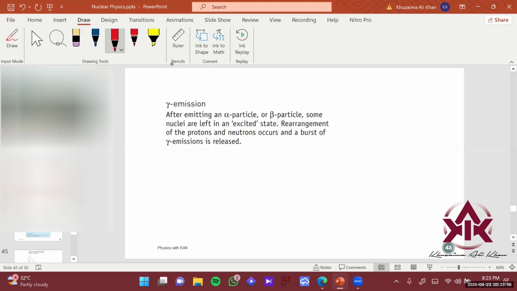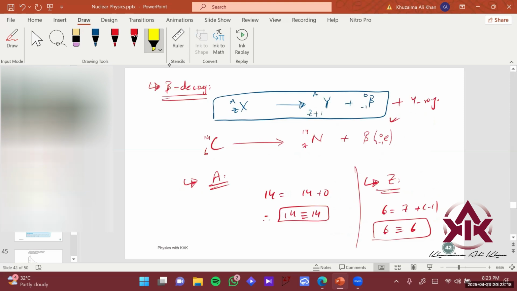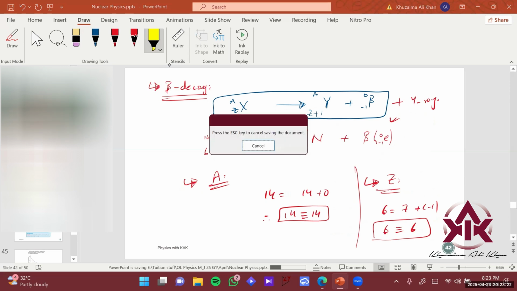So just after emitting alpha or beta particles, some nuclei are left in an excited state. So rearrangement of the protons and neutrons occurs and a burst of gamma emission is released. So in every sort of decay, you have gamma emission produced. They are just high speed electromagnetic waves. I hope that makes sense.